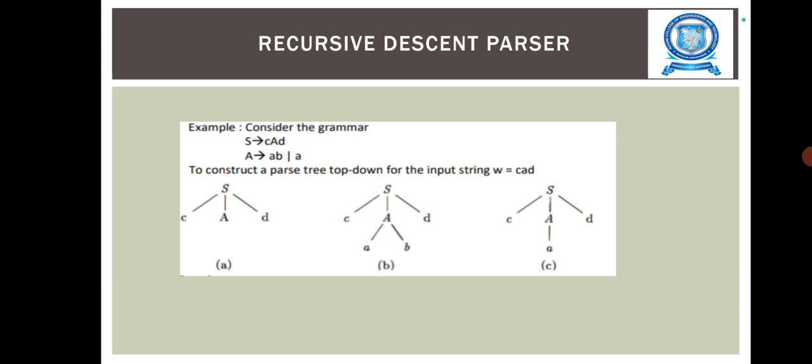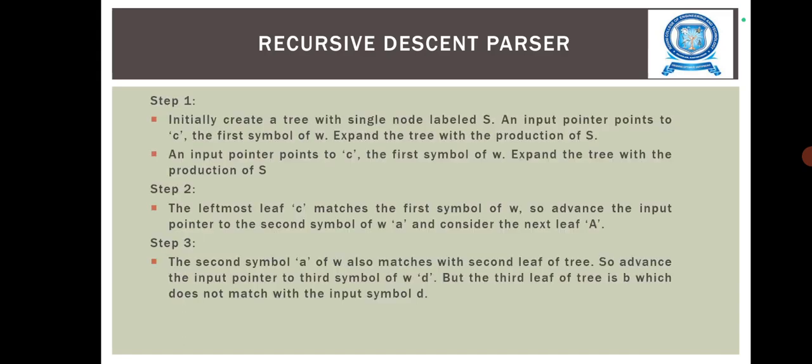So from the starting symbol you are going to write S tends to CAD. For the A you have the grammar. For the A you are going to apply AB, otherwise you can apply A also. This is an example for a recursive descent parser.